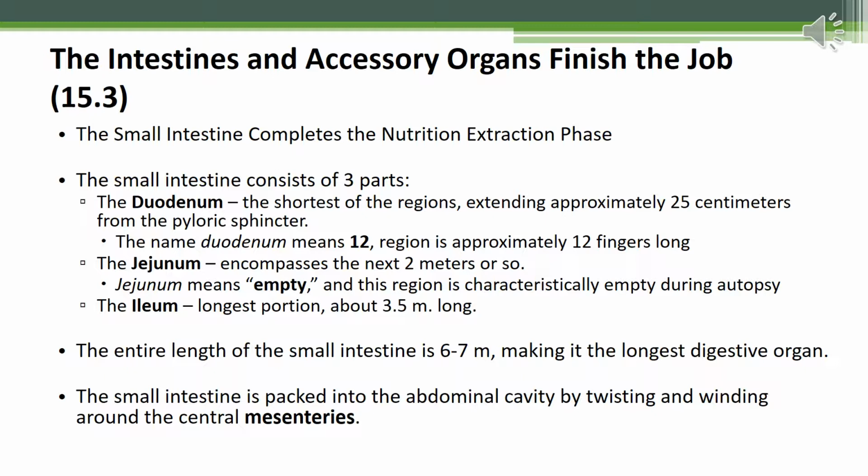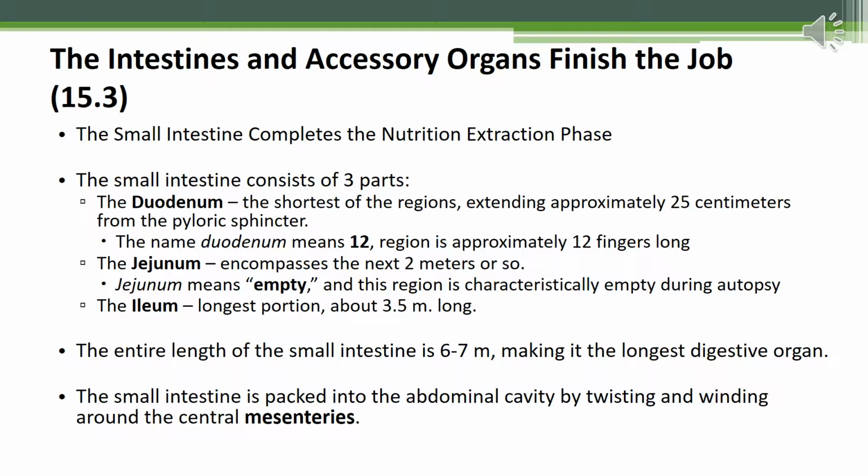And your book calls this absorption process that takes place in the small intestine the nutrition extraction phase, which is a pretty accurate description, I would say. But anyway, we're going to talk about the parts of the small intestine before we move on to what it actually does.